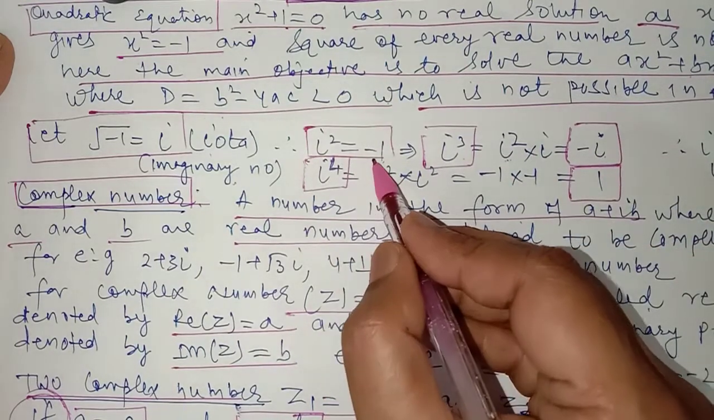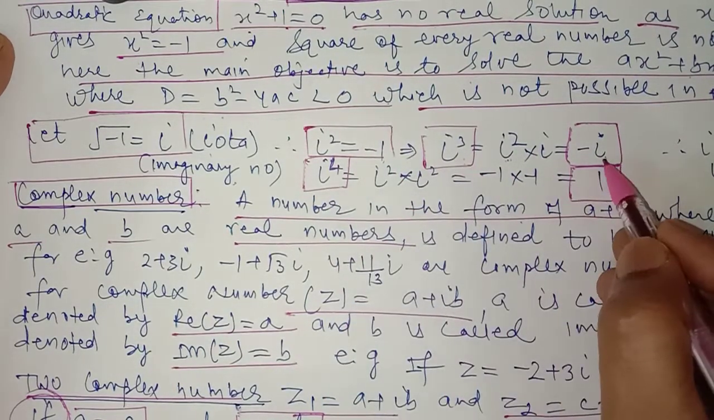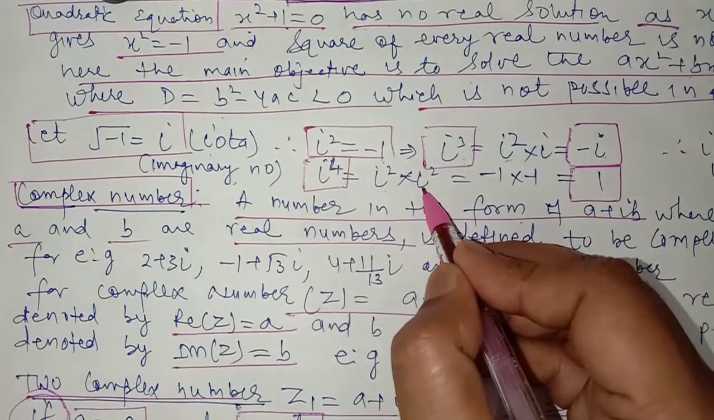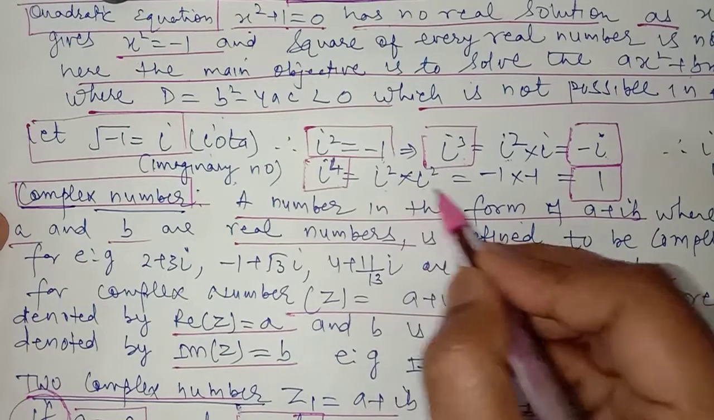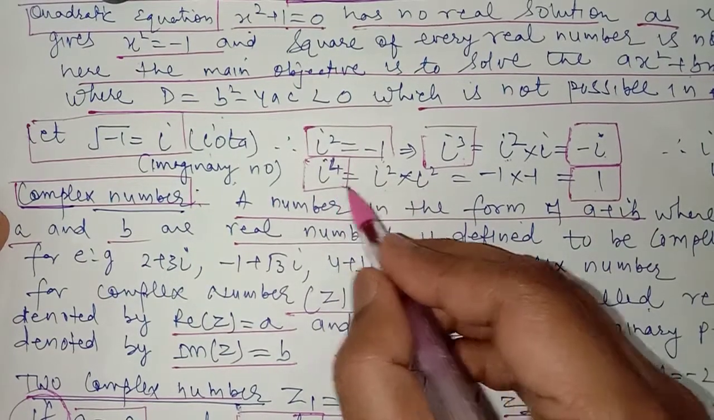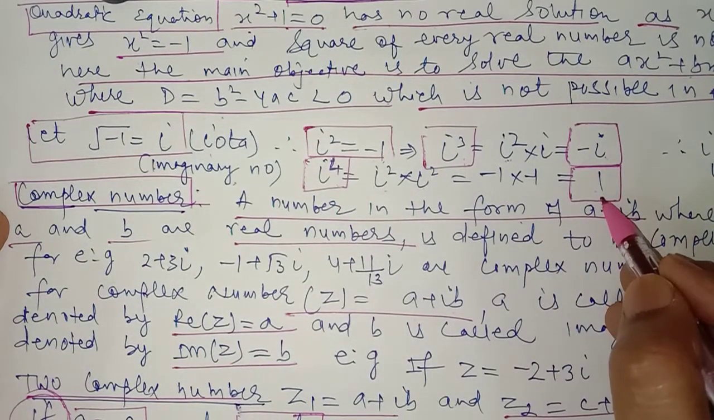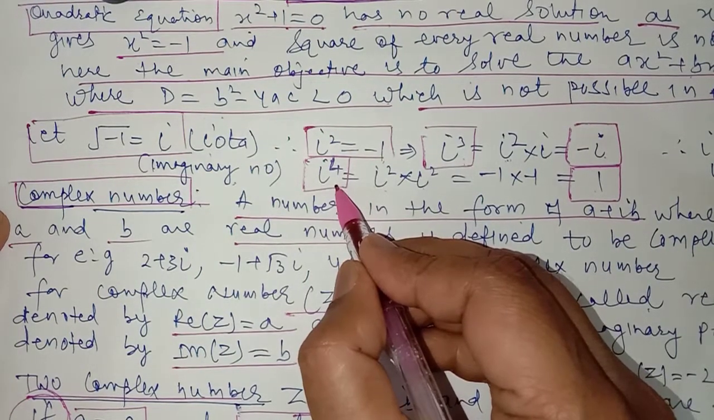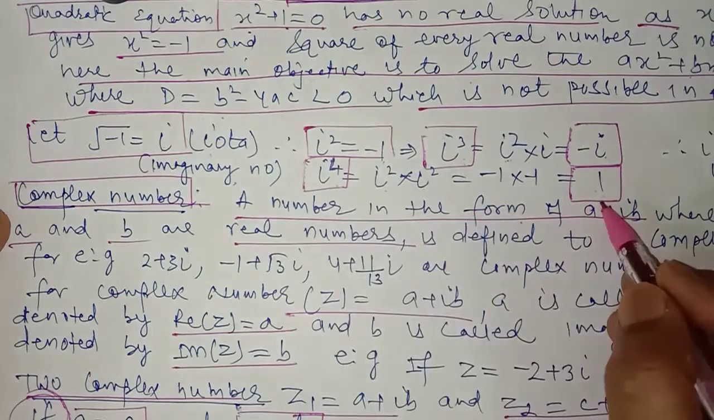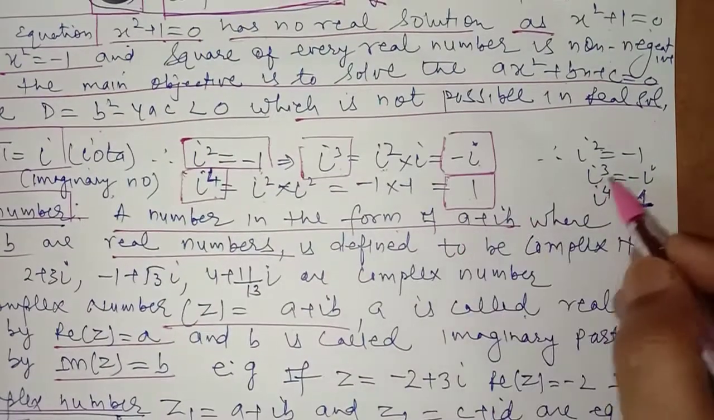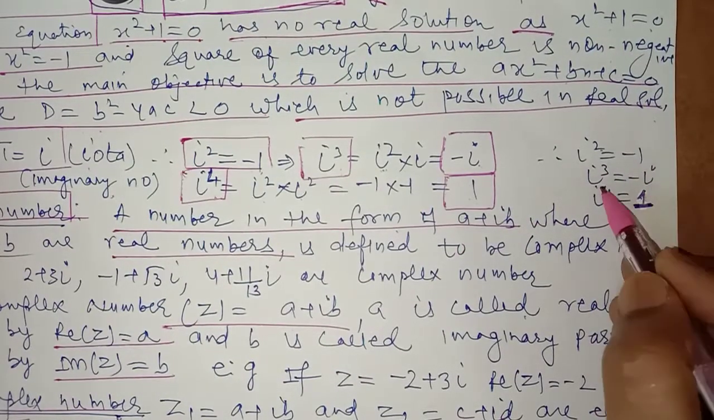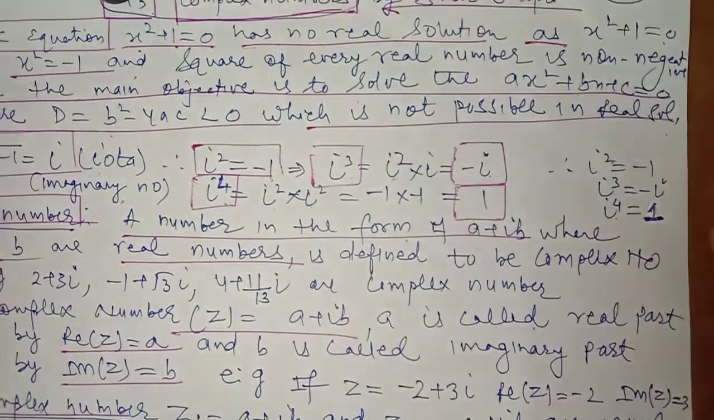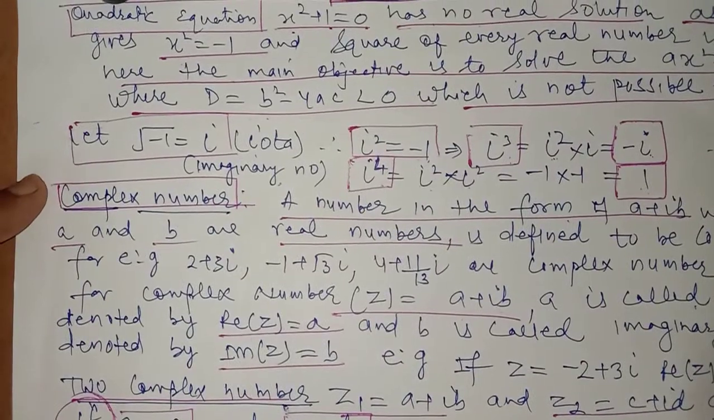So i square is equal to minus 1, i cube is equal to minus i, i raised to 4 will be equal to i square into i square, which will equal minus 1 into minus 1, that is 1. So the value of i raised to power 4 is equal to 1, or we can say that when the power of i is a multiple of 4, then the value of that is equal to 1. So we can conclude that i square is equal to minus 1, i cube is equal to minus i, and i raised to power 4 is equal to 1. So this is the imaginary number.